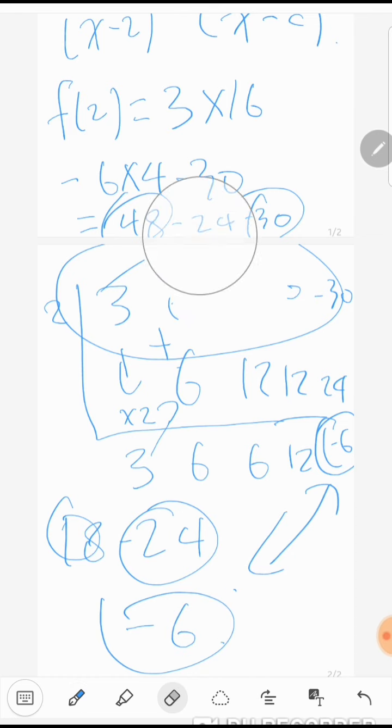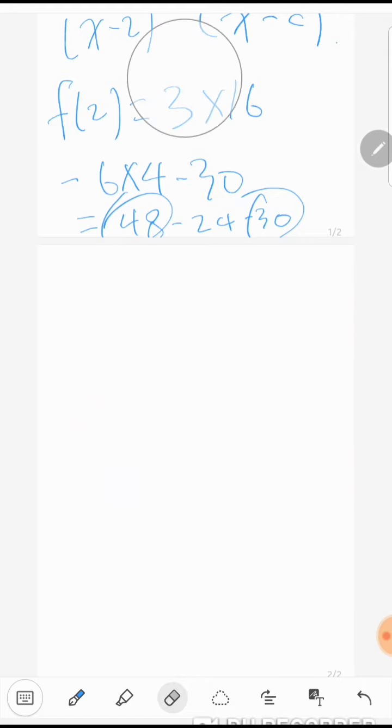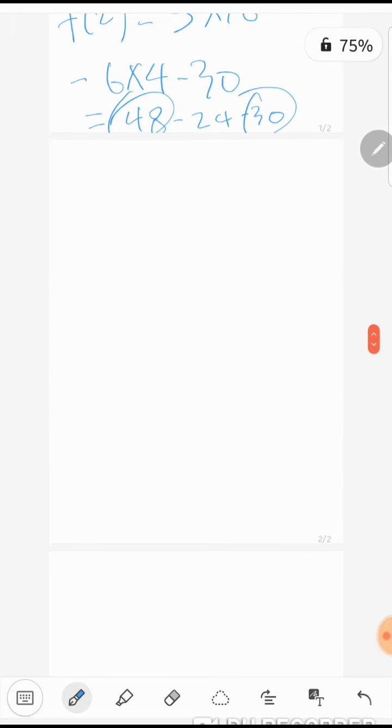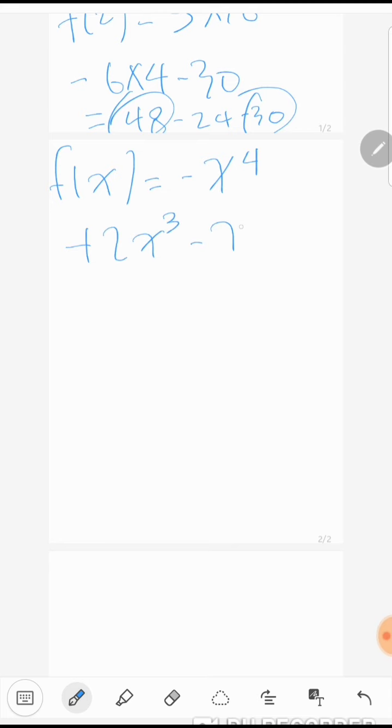Another example. Actually, I don't know how to add the pages. Okay. So the next example, let's say f of x is negative x to the fourth power, and then let's say c is negative 1.